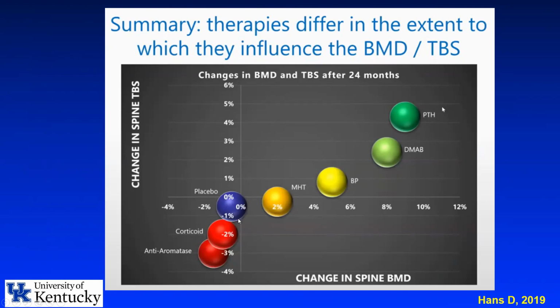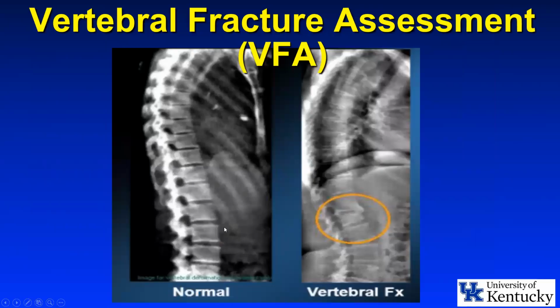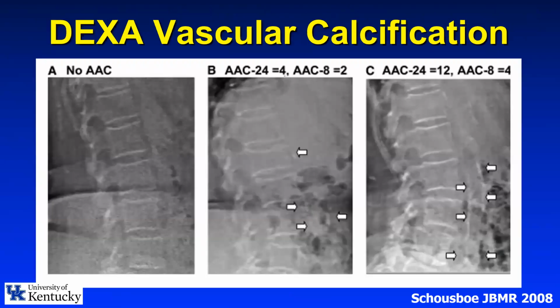On the other side, you can see glucocorticoid doesn't decrease the bone density dramatically, but it decreases the TBS. It decreases the bone microarchitecture. Another thing you can get from the DEXA is the vertebral fracture assessment. You put the patient in a lateral position and take an X-ray film, and you can detect vertebral fracture. And this is very easy. Vertebral fracture assessment doesn't add time or radiation exposure, and it's very simple. You just need to put the patient in lateral position and take a film.